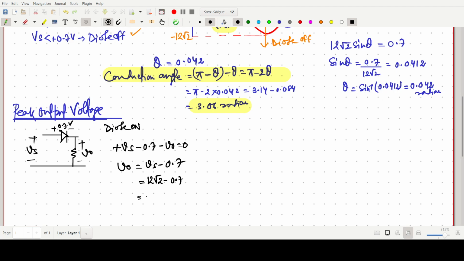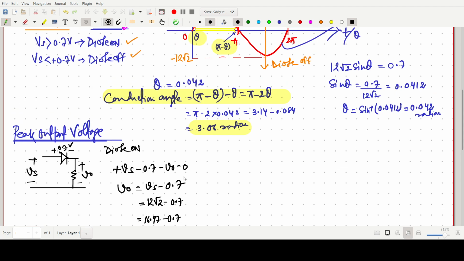If we solve, 12 root 2 comes to around 16.97. So this value will be 16.27, so it will come like 16.27 V naught peak. This one is a peak output, so 16.27.